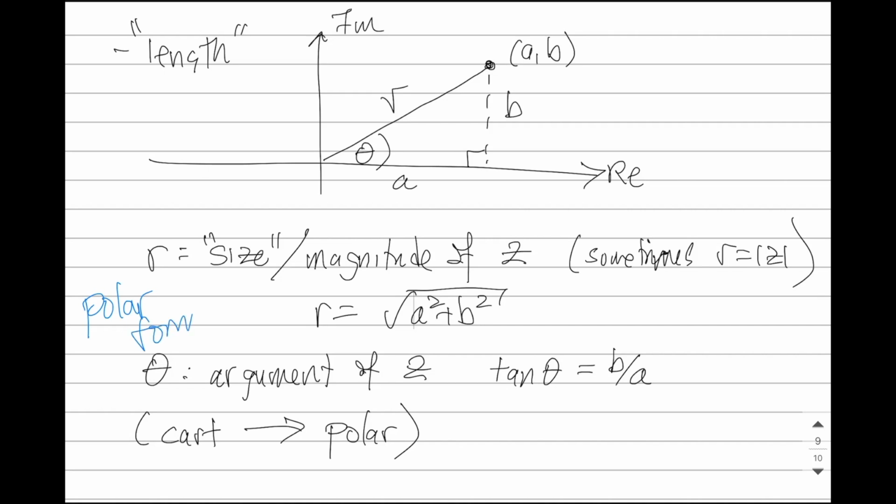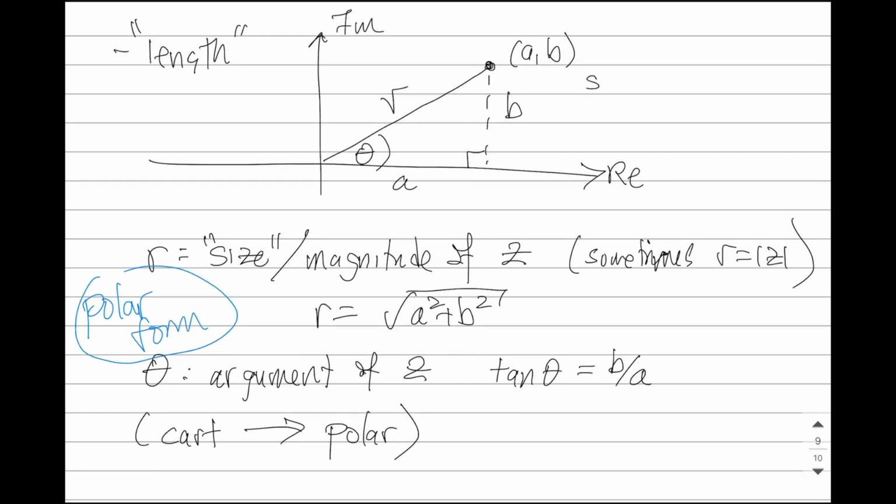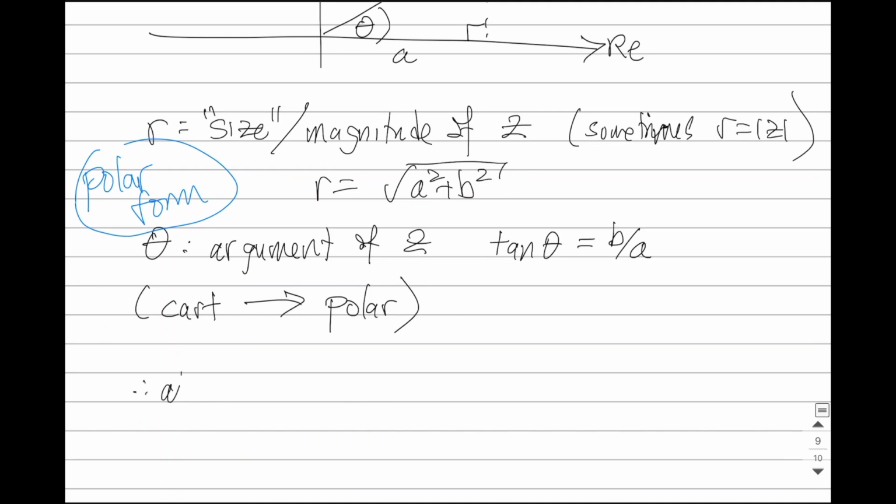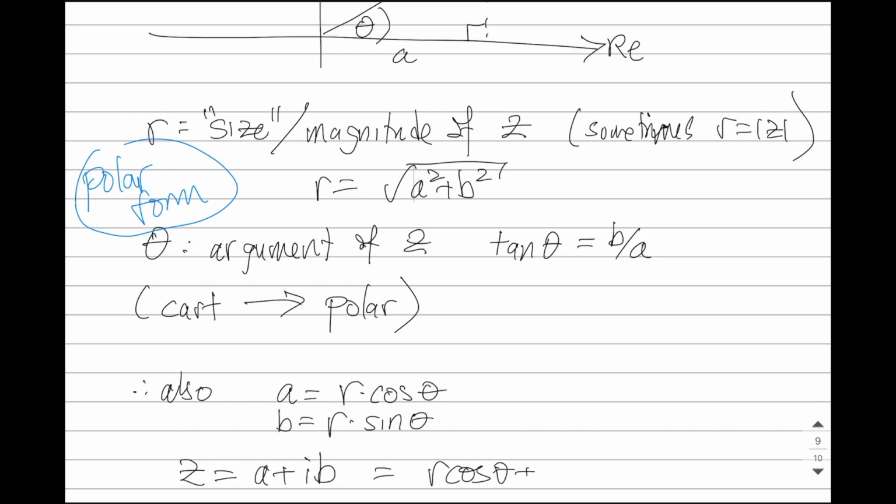From this right triangle, you should be able to see that the sine of theta is b over r and that the cosine of theta is a over r. So now I can switch it the other way. a is going to be r times the cosine of theta, and b is going to be r times the sine of theta. The complex number z is a plus ib. I can now write it as r cos theta plus i r sine theta.